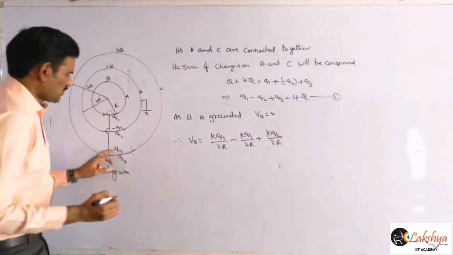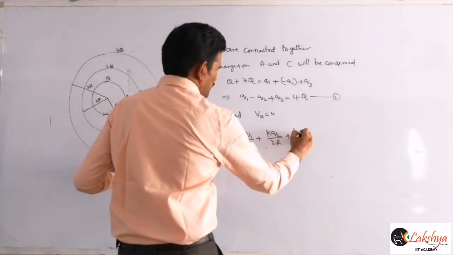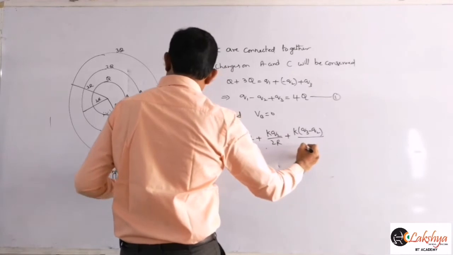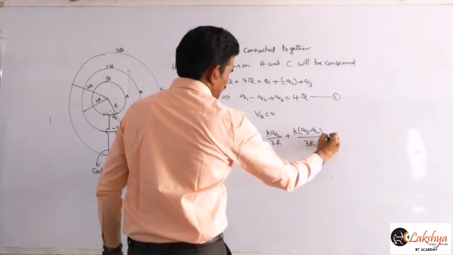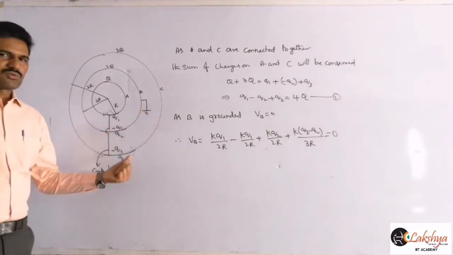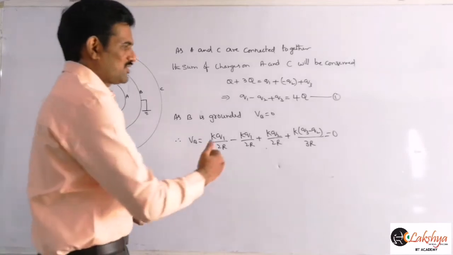For this you can write the net charge directly, so we write plus K of Q3 minus Q2 by 3R. B is an internal point, so the potential will be the same as that on the surface. Now if you simplify that, you will get another equation.